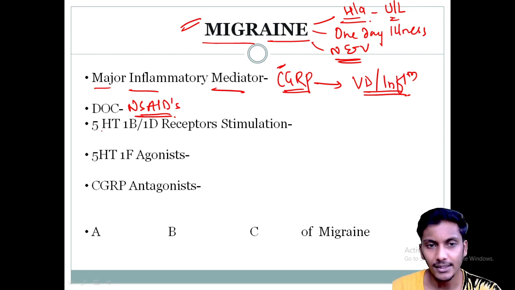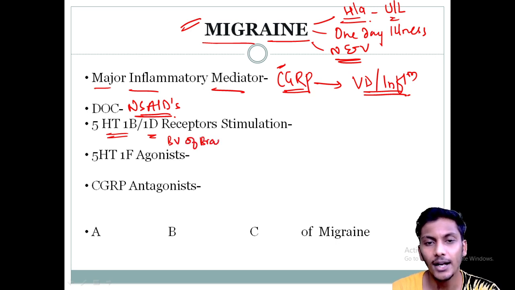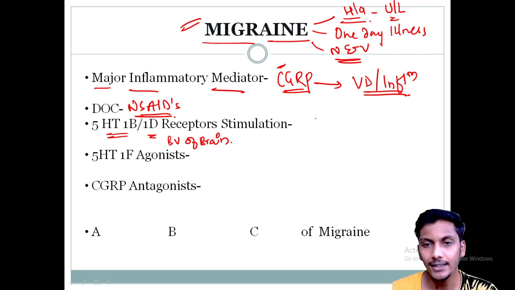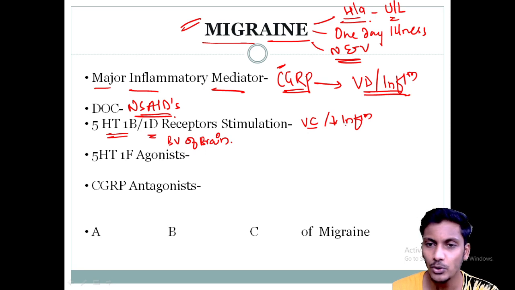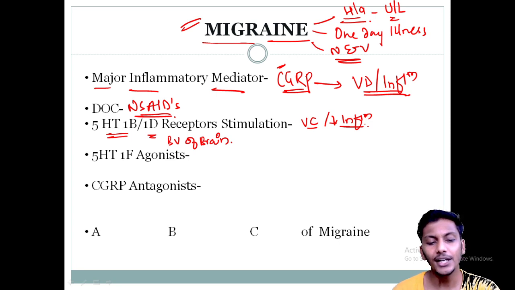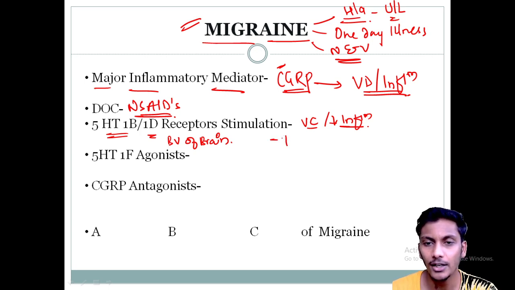Then talking about the next one, that is 5-HT1B or 1D receptors. Usually these receptors are located in the blood vessels of the brain. If stimulated, they can lead to vasoconstriction and also decrease the inflammation. And which are the drugs which act by stimulating these receptors? Please remember, they are your triptans.